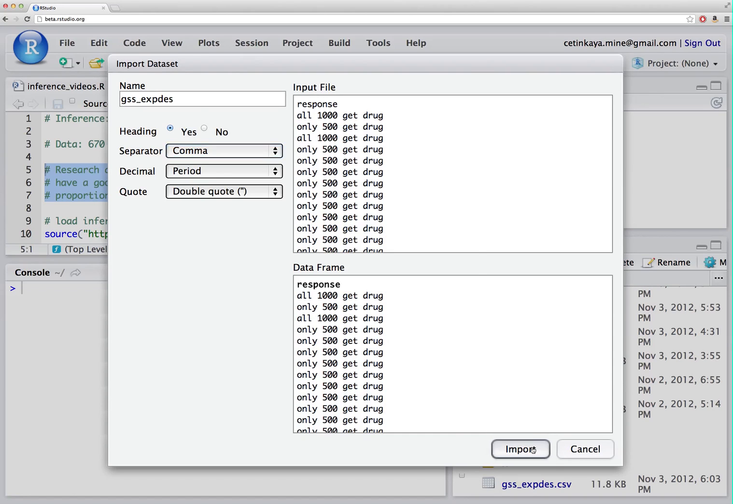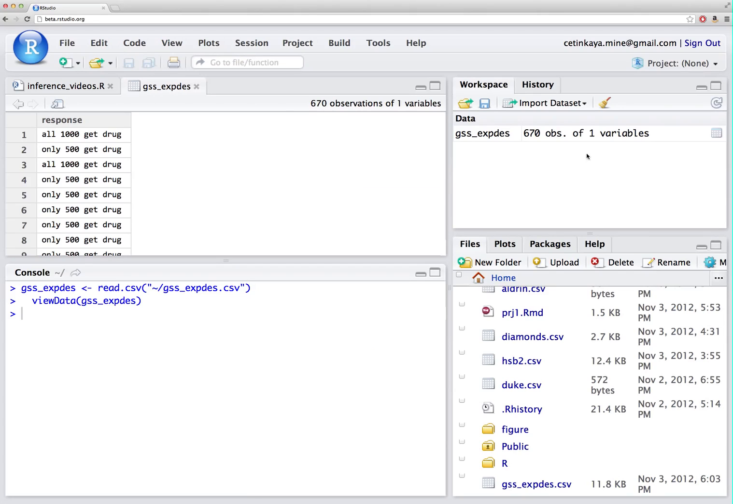So once I specify those, I hit import, and I can see that there are 670 observations in my data set. Each row or each case corresponds to a person who answered this question on the General Social Survey. Some people answered incorrectly, choosing all 1,000 get the drug, and others answered correctly, saying only 500 get the drug. So this is a categorical variable with two levels, a success and a failure, and we want to estimate the proportion of successes for the entire American population, assuming that these 670 people comprise a representative sample from the American population. How can we do this?